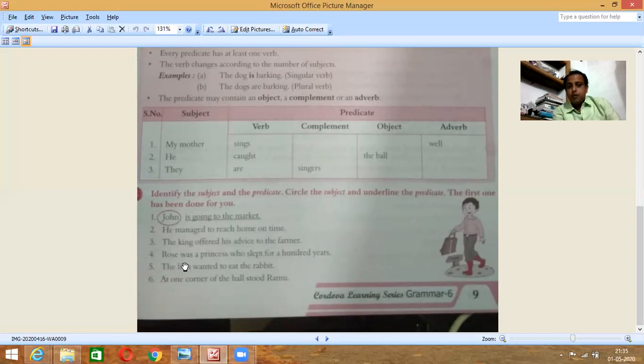Rose was a princess who slept for 100 years. So this part you have to do yourself. Okay, I'm not going to do this. I will give you the answer.